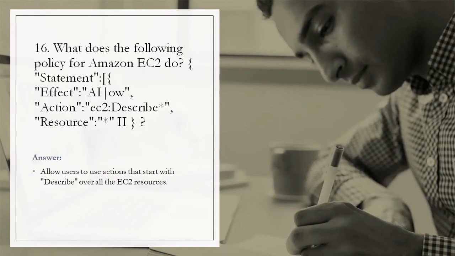Question number 16. What does the following policy of Amazon EC2 do? That is, statement effect allow, actions and resources. So the answer is: allow users to use actions that start with Describe over all the EC2 resources.